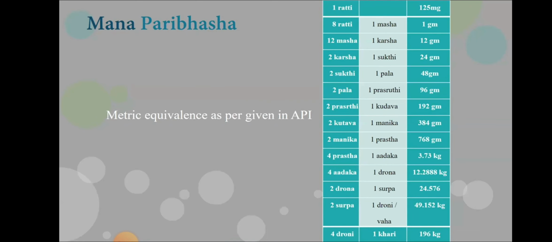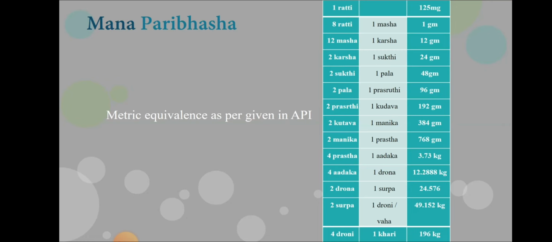So this is the metric equivalent as given in the Ayurvedic Pharmacopoeia of India. In which you can see that 1 rati is equal to 125 milligram. 8 rati is equal to 1 gram. And 4 prastha is equal to 3.73 gram. In the formulations, the quantity of Dravadravya, in the largest measurement, will be drona. So 4 ardhaga is 1 drona. That will be 12 kilo 200 grams taken in the formulations.